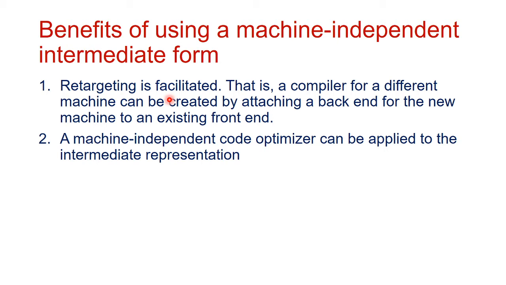So the front end of the compiler can be attached to any type of processors in which the compiler can be used. So compiler for a different machine can be created. Compiler for a different processor can be created by attaching this front end, this intermediate code to the existing backend. Similarly, machine independent code optimization is another advantage in using intermediate codes.